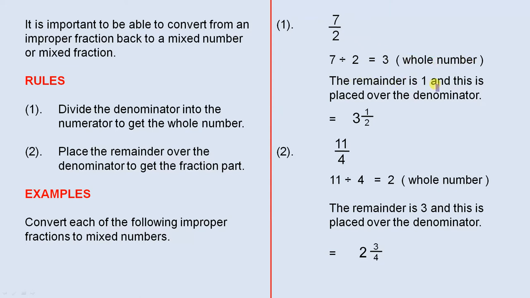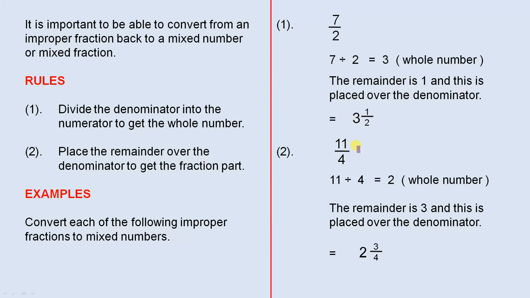The remainder is 1, and this is placed over the denominator, and that's what the second part of the rule says. So the answer is 3 and 1/2. So 7 over 2 equals 3 and 1/2, and we can quite easily check that. 2 3s are 6, plus 1 is 7, 7 over 2, and that's the same as that.